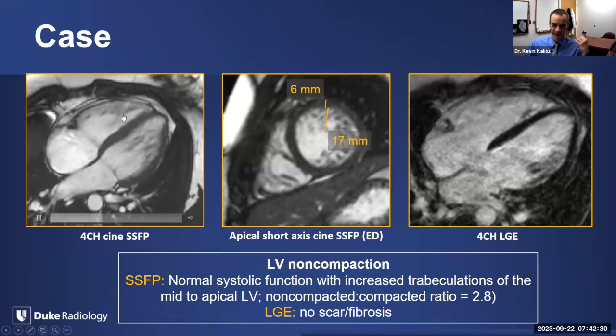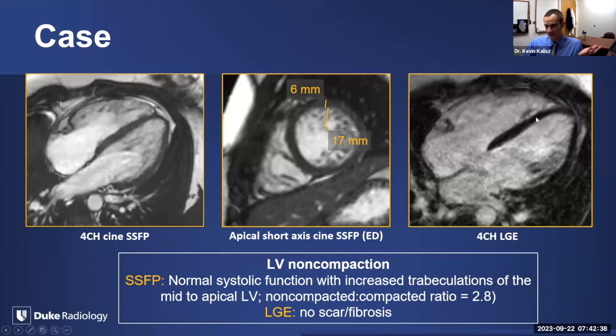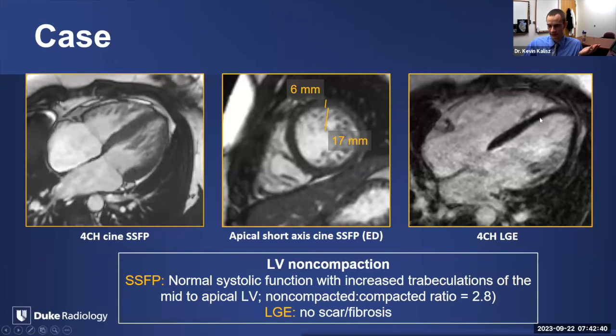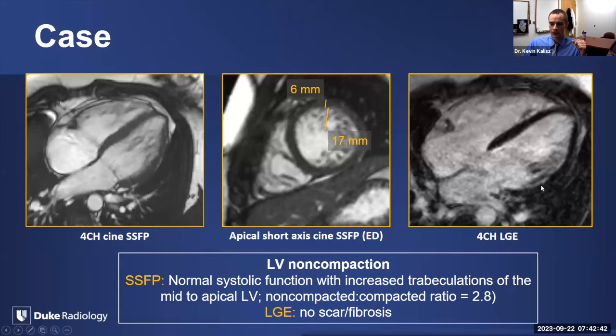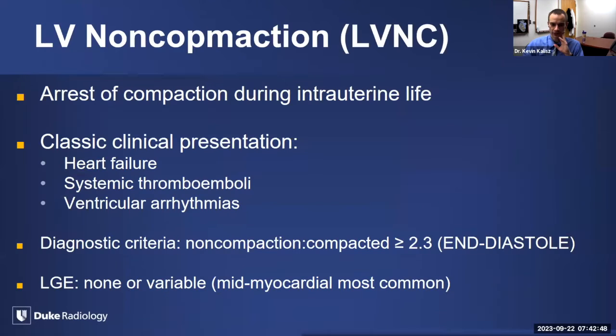This one's harder in the sense that the RV is typically more trabeculated, but you can have RV involvement as well. LGE, in this case, is typically normal. I just showed here that this patient has a completely normal LGE image, so that does not have to go into the diagnosis of LV non-compaction.